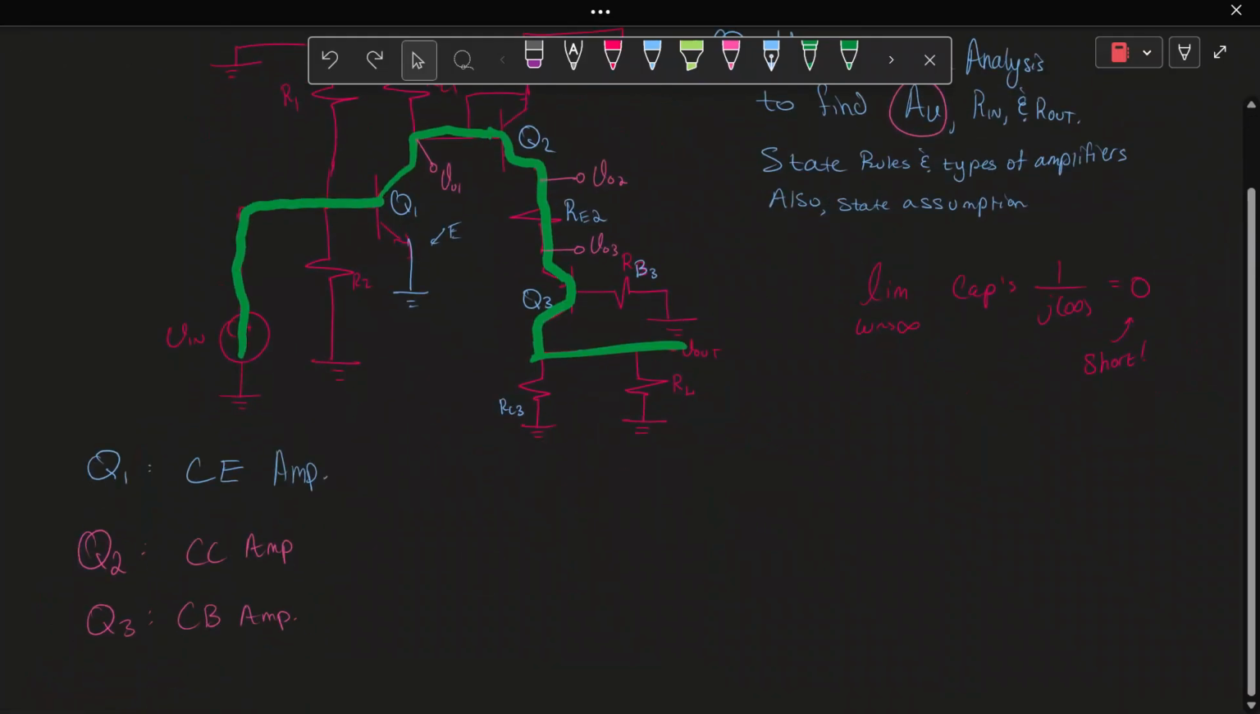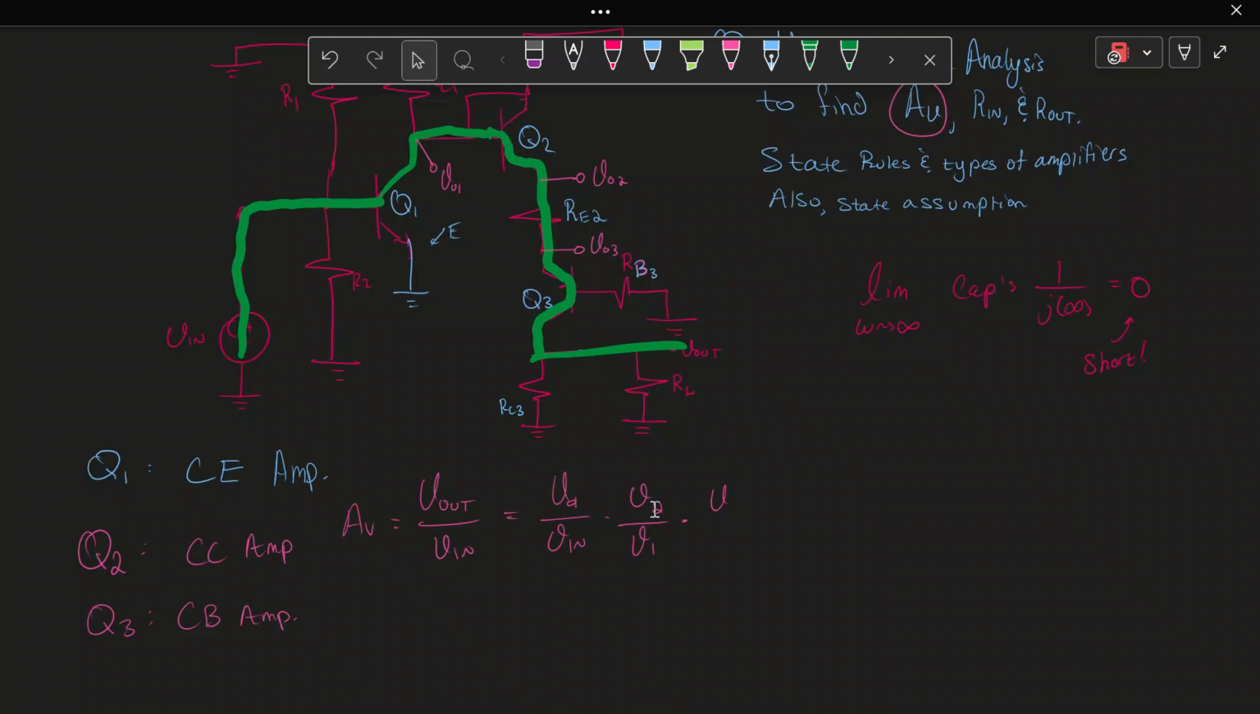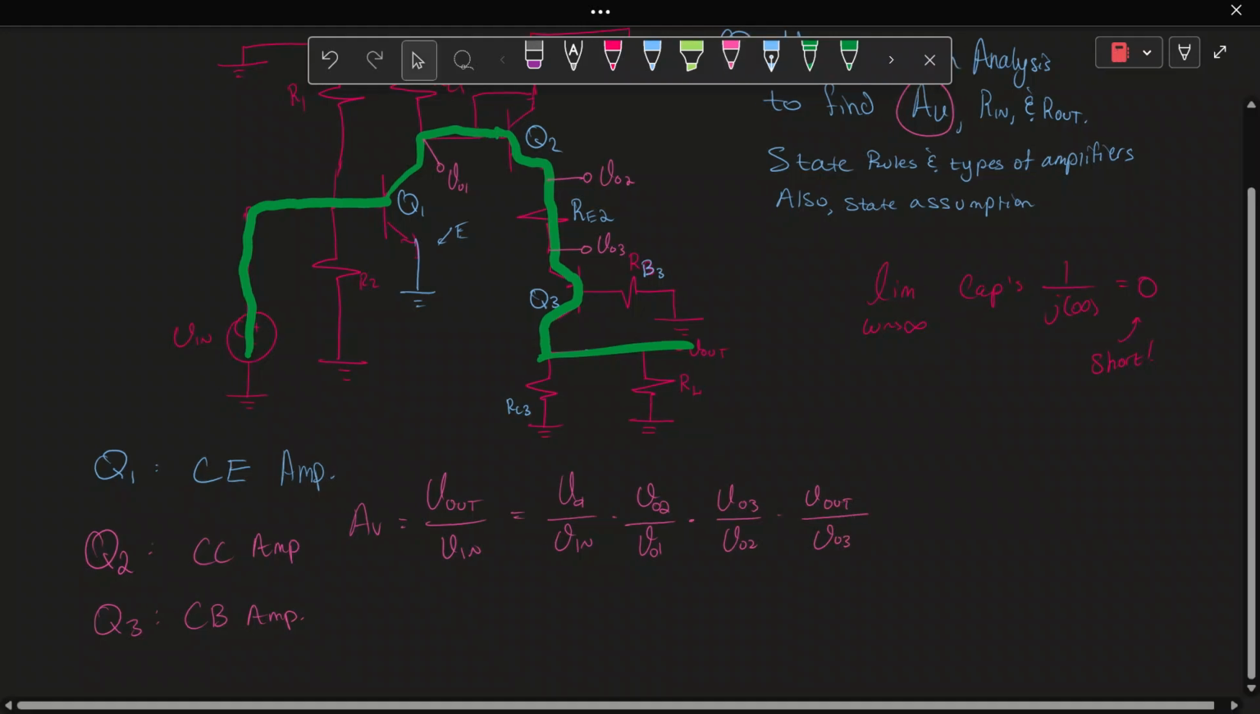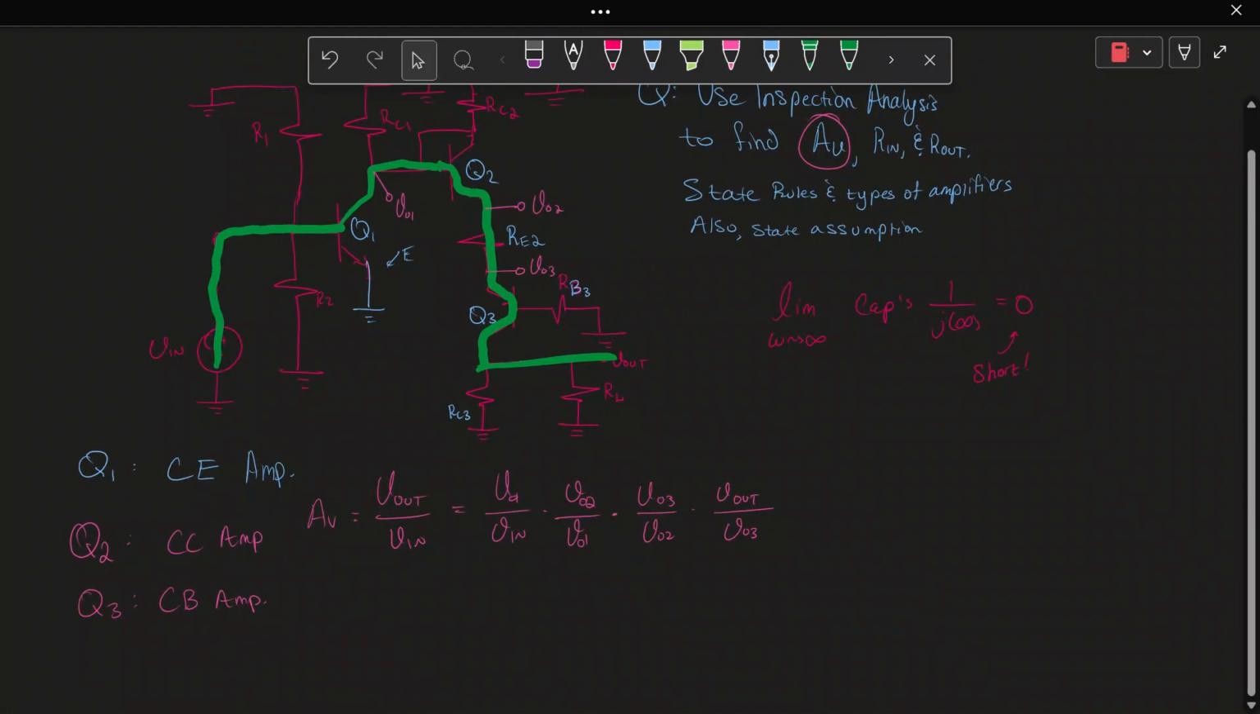So what do we know? V out over V in is our voltage gain, which is equal to AV. What is that going to be equal to? V1 over V in times V2 over V1 times, VO1, VO2, VO3 over VO2 times V out over VO3. This will end up giving us V out over V in. And if you notice, there are 4 stages.